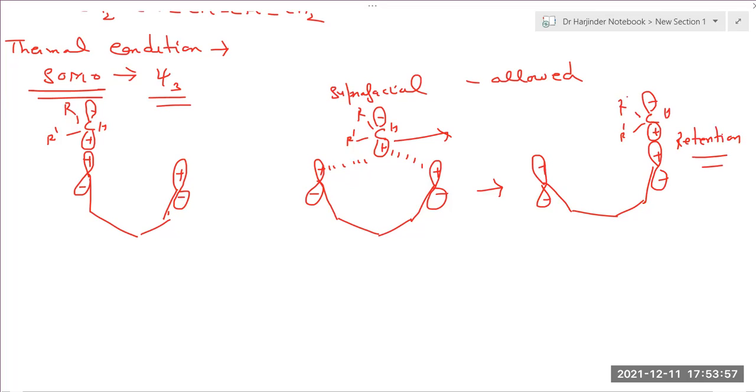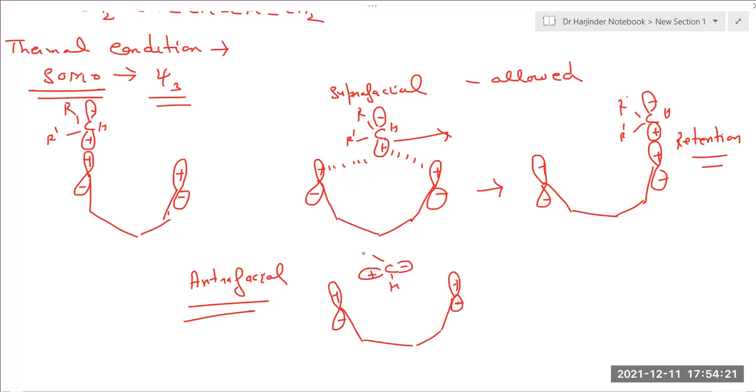What will happen in case of antarafacial? Inversion will happen, sir. Inversion will happen. So make it in your copy yourself. And the reaction will be allowed or forbidden? Forbidden. So here you have plus plus, forbidden.